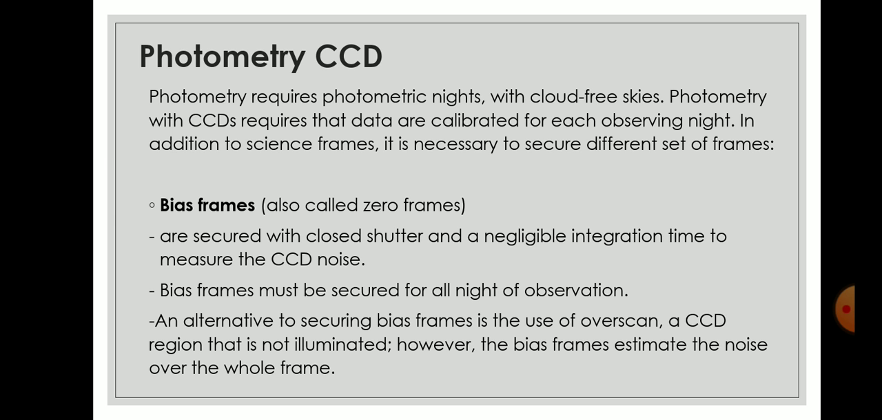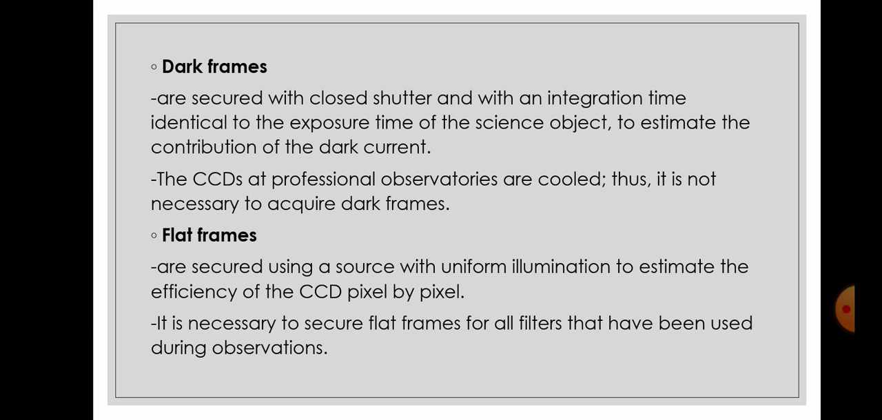An alternative to securing bias frames is the use of overscan, a CCD region that is not illuminated. However, the bias frames estimate the noise over the whole frame, while the dark frames are secured with closed shutter with an integration time identical to the exposure time of the science object to estimate the contribution of the dark current. The CCDs at professional observatories are cooled, thus it is not necessary to acquire dark frames.